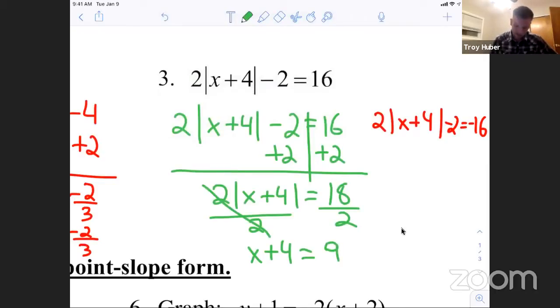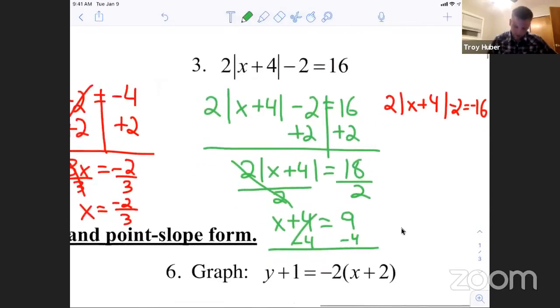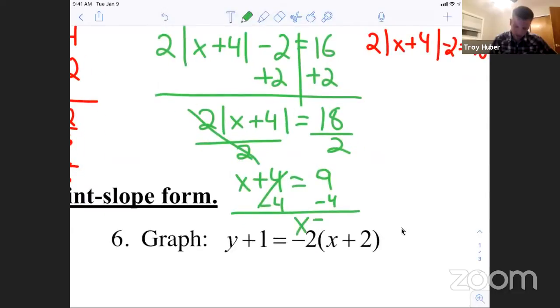All right, and then we can subtract 4 on each side so that I get my solution. X is equal to 5.